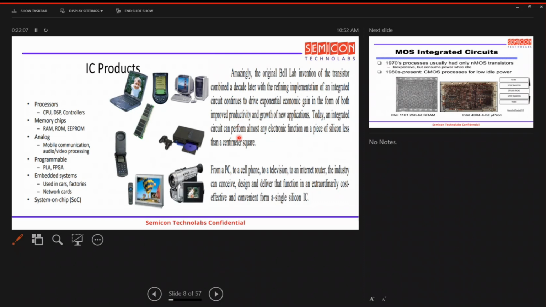Today, an integrated circuit can perform almost any electronic function on a piece of silicon less than a centimeter square. You can just imagine, from a PC to a cell phone to a television to an internet router, the industry can conceive, design, and deliver that function in an extraordinarily cost-effective and convenient form, a single silicon IC. That is nothing but your SoC. Everything you can put into a single SoC, just plug and play. That's how the advancement is.